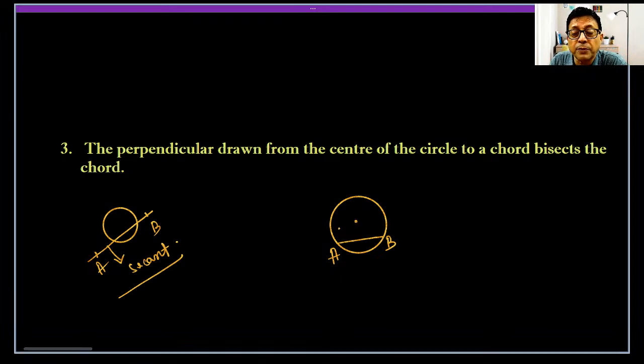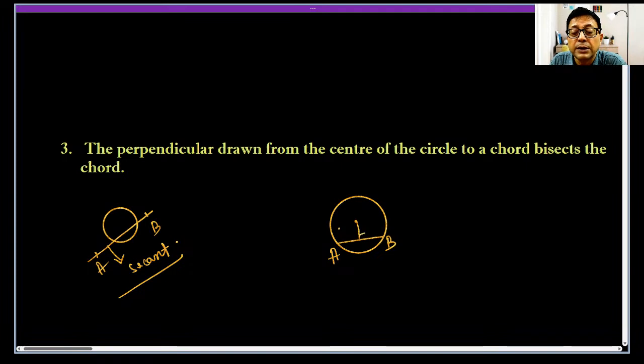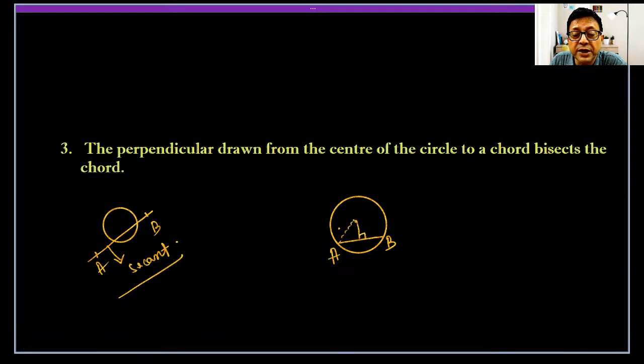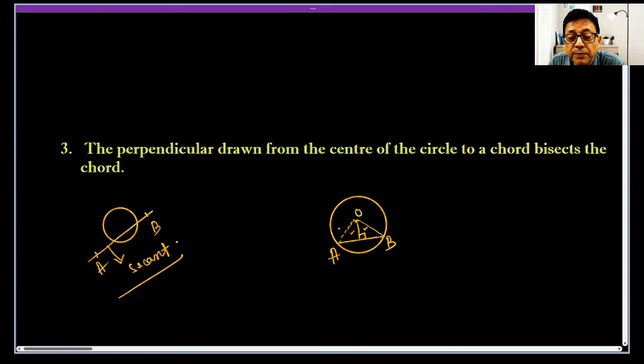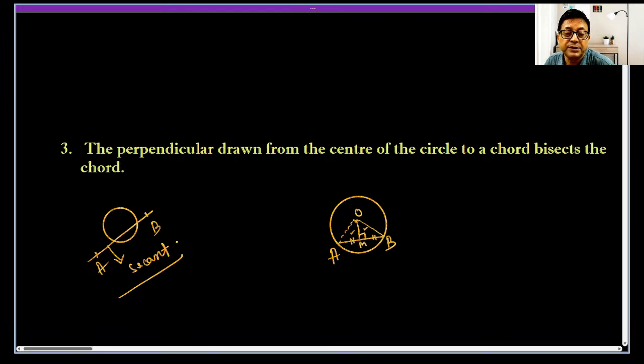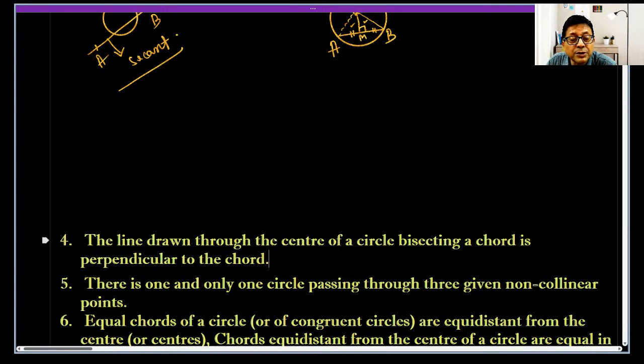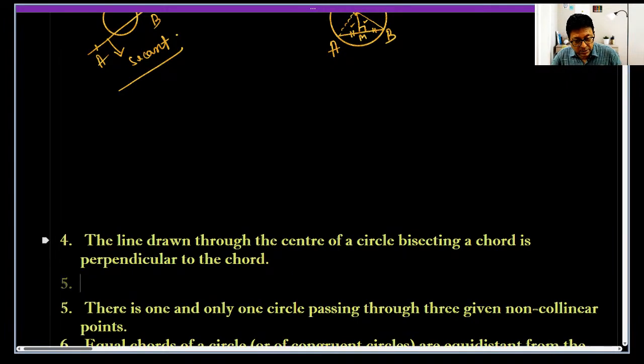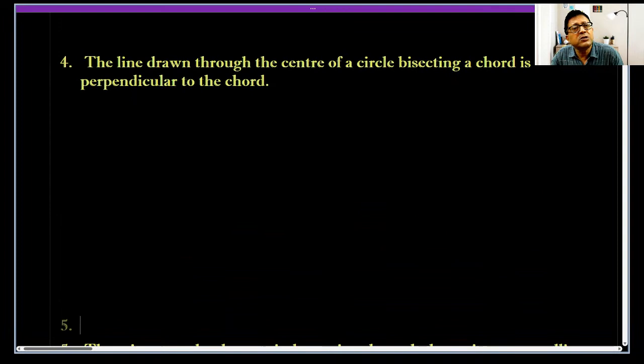Perpendicular, if you draw from center, then you can prove these two triangles are congruent. OAB, this is congruent with this. From there you can prove that AM equal to BM easily. Okay? Line drawn through center of circle, just converse of the above theorem.